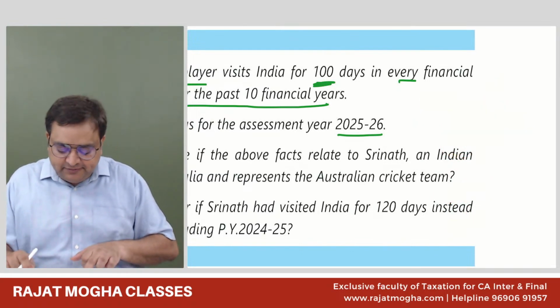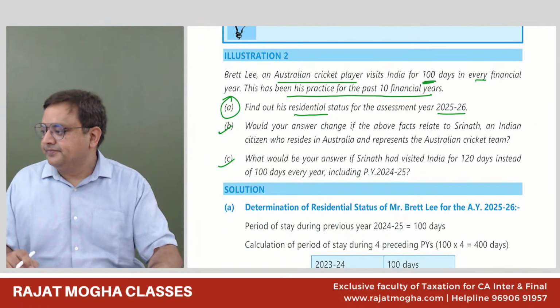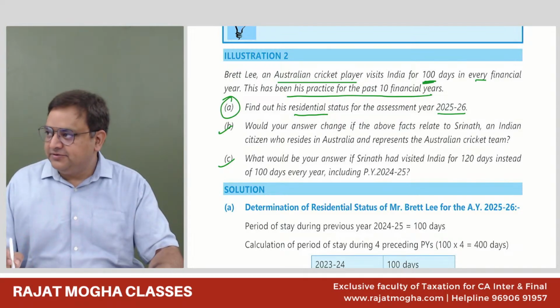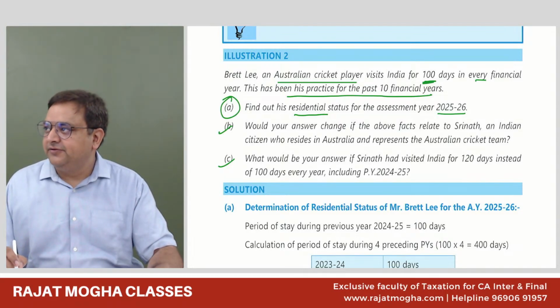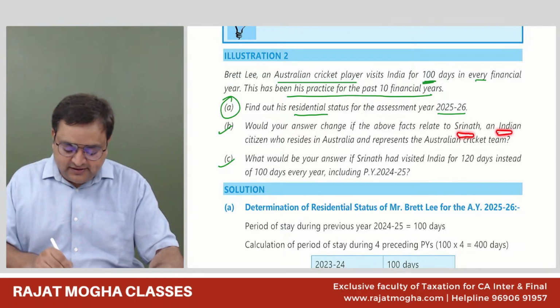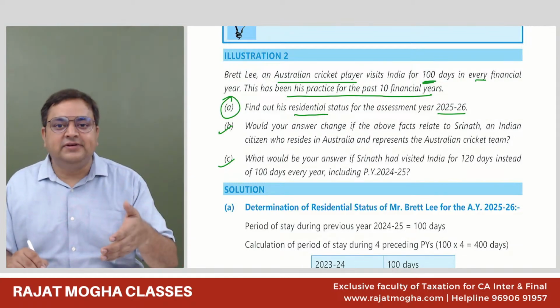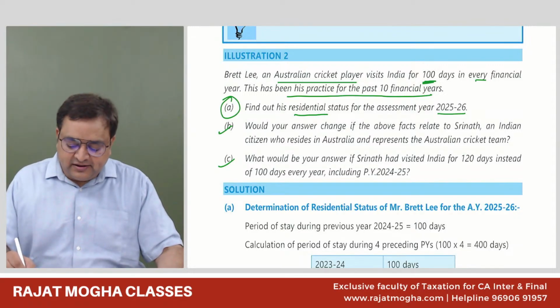So do you think that this person is falling under that exception? Yes or no? Everybody tell me. Yes, because he is an Indian citizen and he is generally staying outside India in Australia, and now he's coming to visit India every year. So he's falling under that exception.